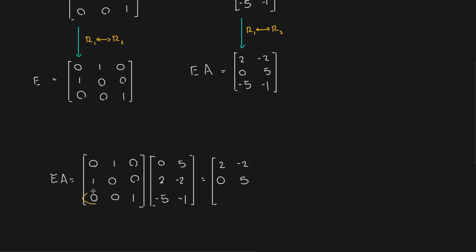And finally, the last row of E with the first column of A, take the dot product of those, I'll get negative 5. Last row of E with the second column of A, if I take the dot product of those, I get negative 1. And so our answer check worked. This really does just swap the two rows of A. Row 1 and row 2 have been swapped from where they were before, right? Now row 2 is row 1 and row 1 is row 2. So the elementary matrix really does what we said it does.